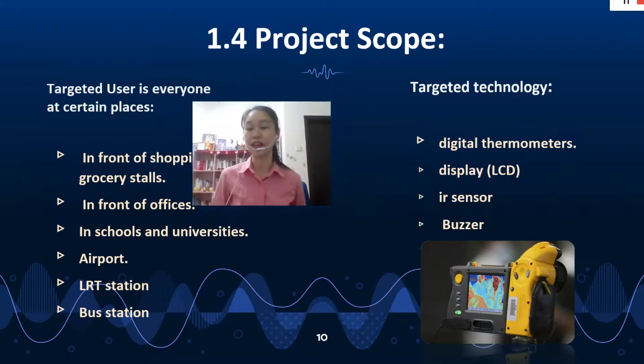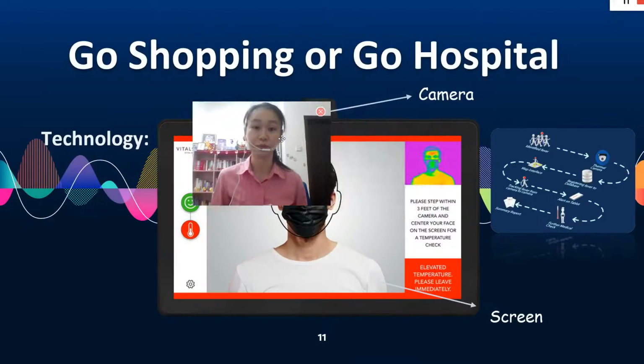anywhere with crowds. And then there is the targeted technology: a digital thermometer display, which includes the LCD screen that you can see, the IR sensor, and also the buzzer. More about the technology, we will include inside our report, which we will be crafting soon together with the prototype.